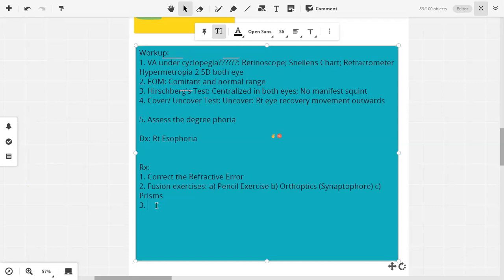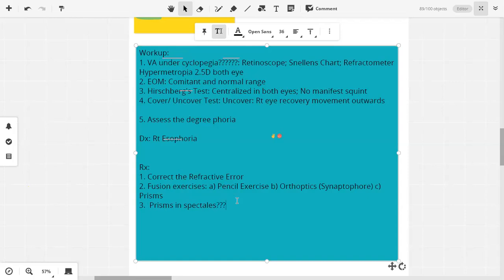So yes, in spectacles, you will use prisms in spectacles. So just now we've discussed two important uses of prisms. The first is that we can use prisms in order to assess the degree of phoria. And the second is we can use prisms in spectacles. Why? So that we can exercise fusion and we can correct that tendency. We want to eliminate that tendency and it can be done using prisms.